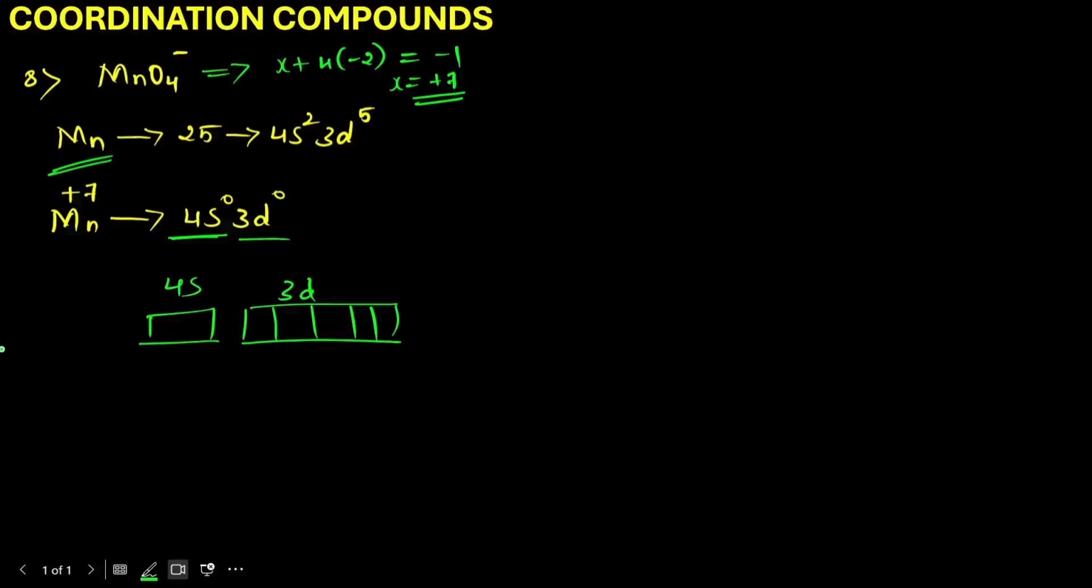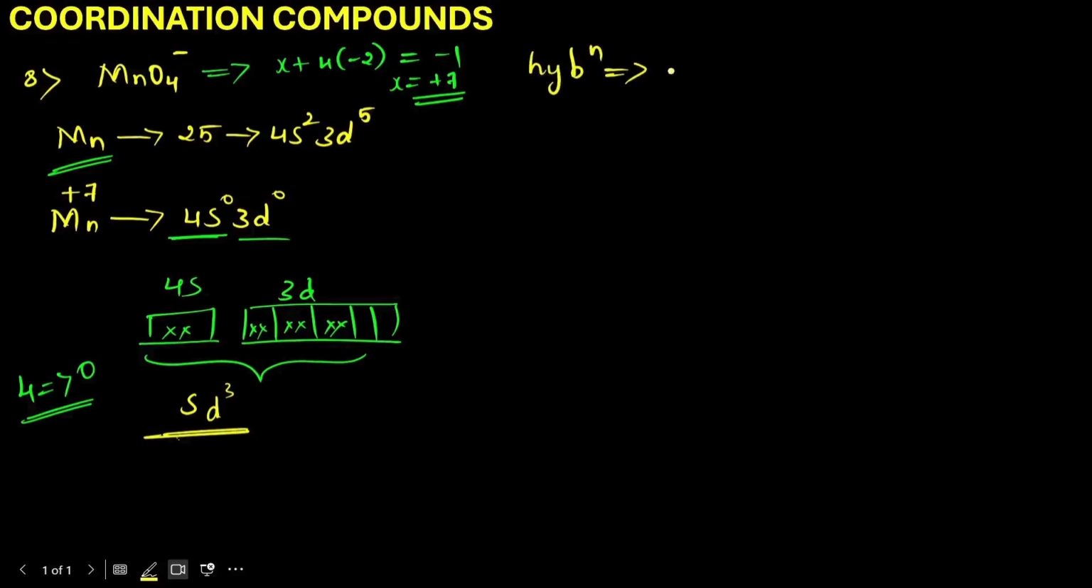So what happens is we have 4 oxygens. Each oxygen gave 2 electrons. Therefore, here 2 electrons, here 2 electrons, and here 2 electrons, 2 electrons. What are the orbitals involved in the hybridization? 1 s orbital and 3 d orbitals are hybridized to give sd3 hybridization. So the hybridization is sd3.